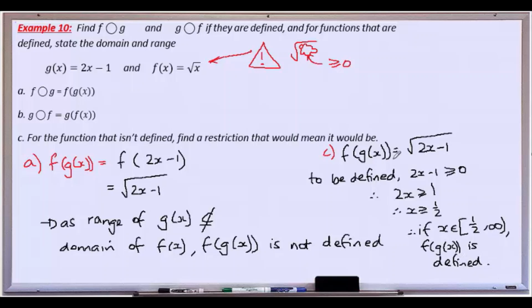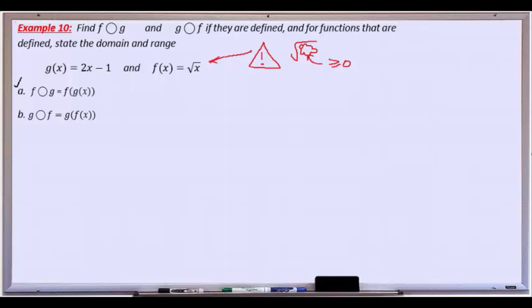So now we've worked out the restriction that would allow this composite function to be defined. Now that we've done part A and part C, let's go back to part B. Part B asks us for g of f, so g of f of x. So now let's find out what that equals. That equals g of root x, which equals 2 root x minus 1. So there's our function there.